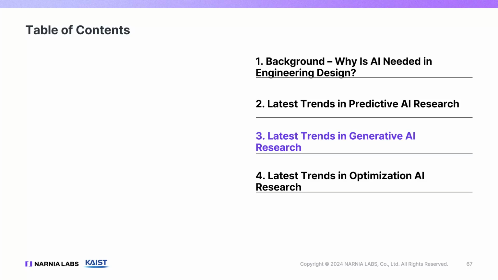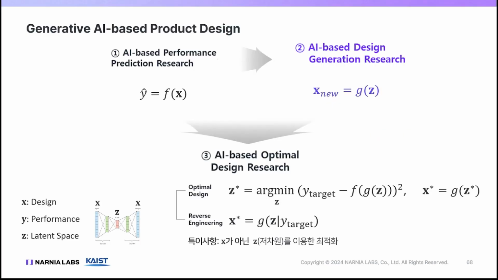Hello, today we will continue from last time and take a look at the latest research trends in generative AI. Last time we looked at research on AI-based performance prediction. Since prediction is now possible, this time we'll try generation. How did we do generation again?